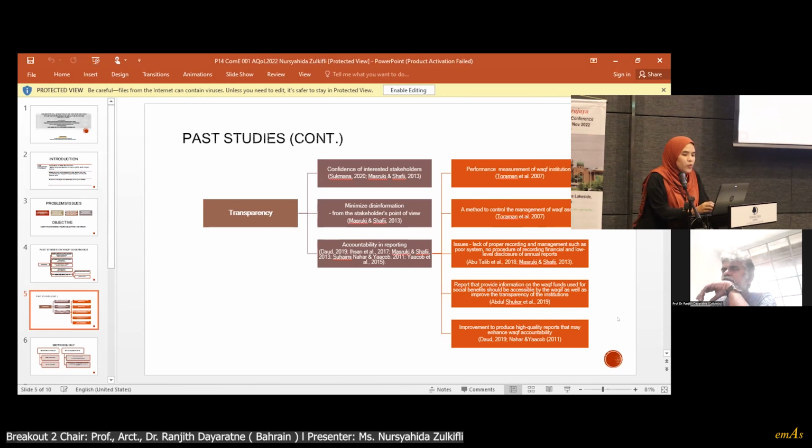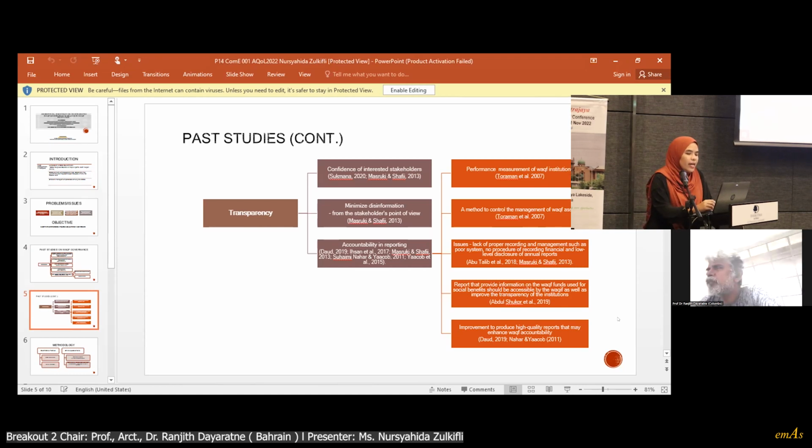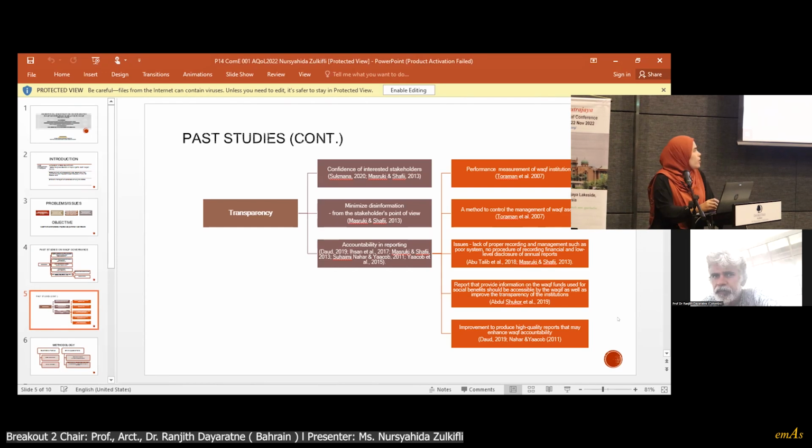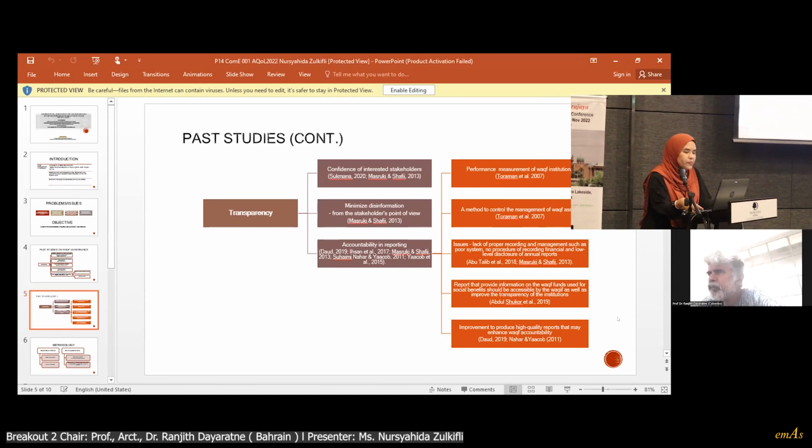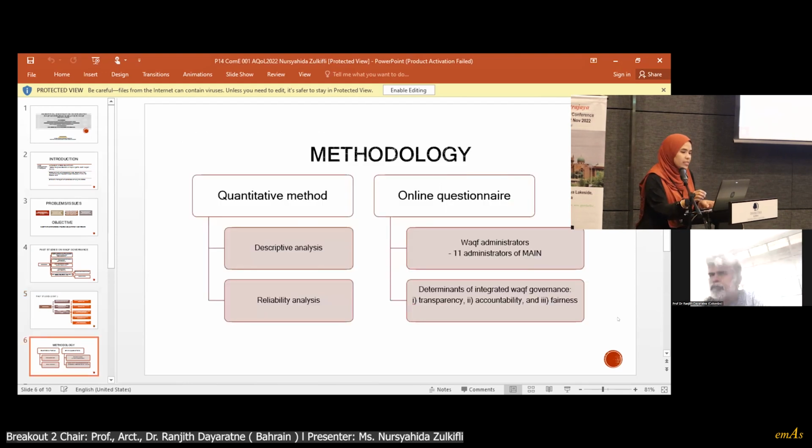supporting reviews, which is the performance measurement of the wakaf institution, one of the elements in accountability. And reporting itself is to control the management of wakaf. And then the report provided in terms of recording is important for the disclosure of the financial statement or expenses of the wakaf institution. Okay, so for this study, we use a quantitative method.